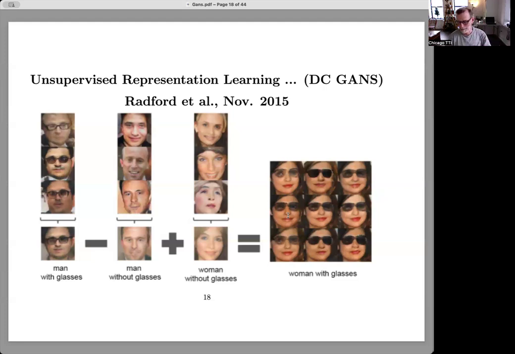Strange, but kind of fun. It sort of suggests that the vector that the GAN is generating from carries some semantic information about the image, and we'll talk about that at the end.